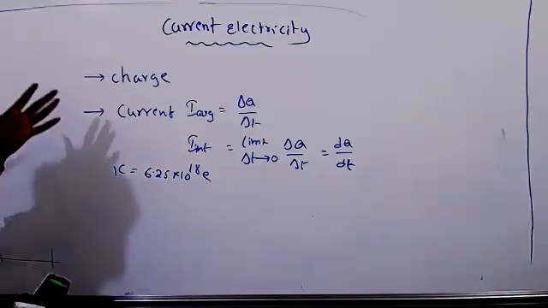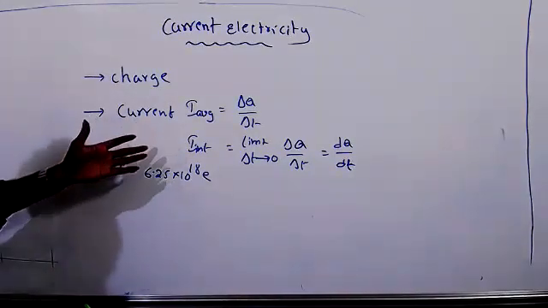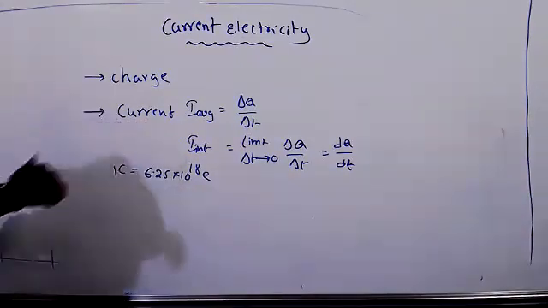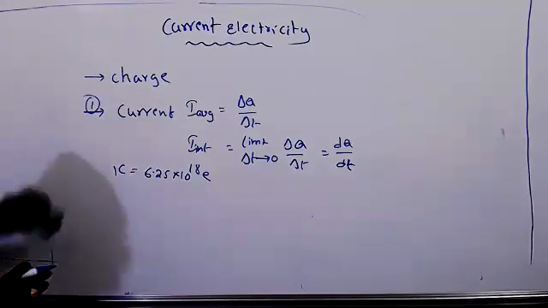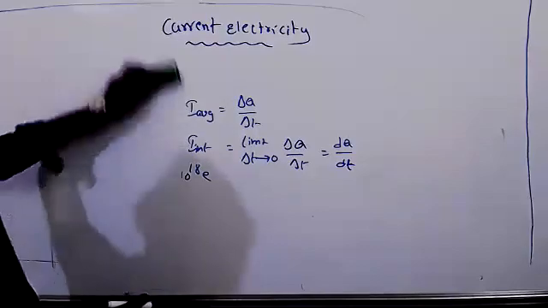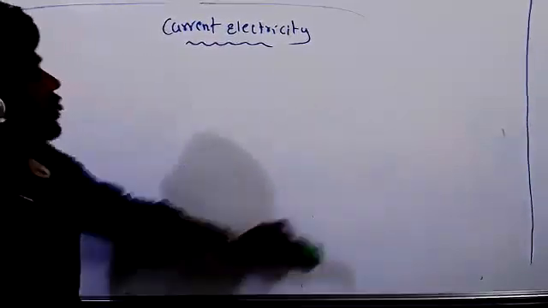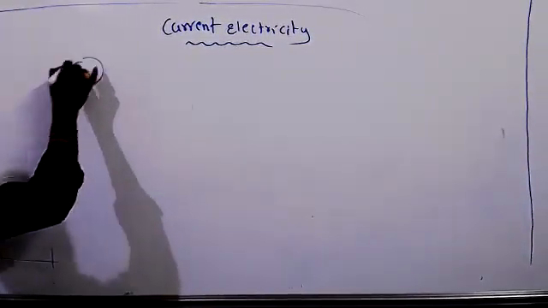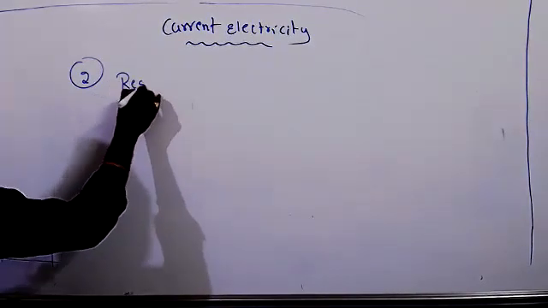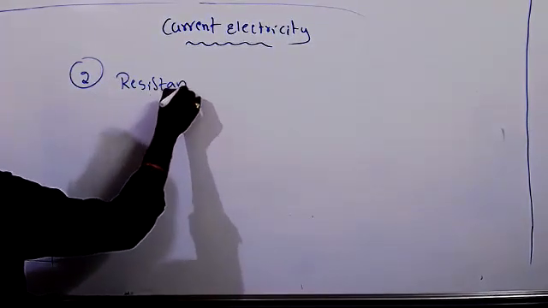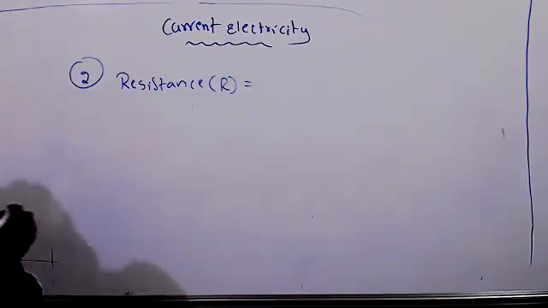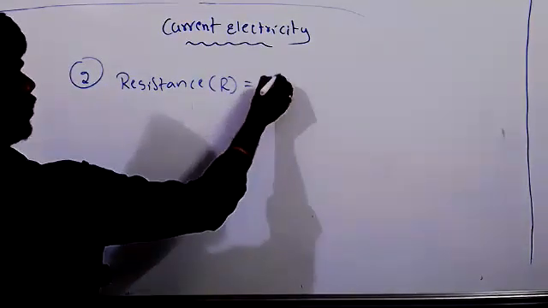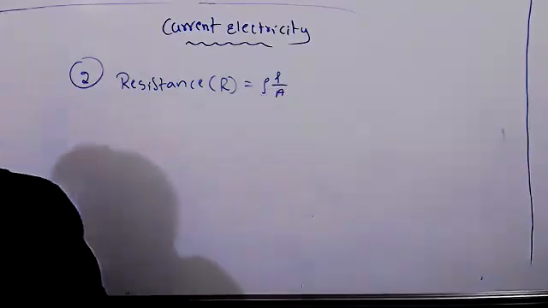What is current we know, and the formula also we know. If they have given any problem, you can solve that. So it is the first topic, current. Next in this lesson, the second topic is resistance. What is resistance? Rho L by A is the formula.